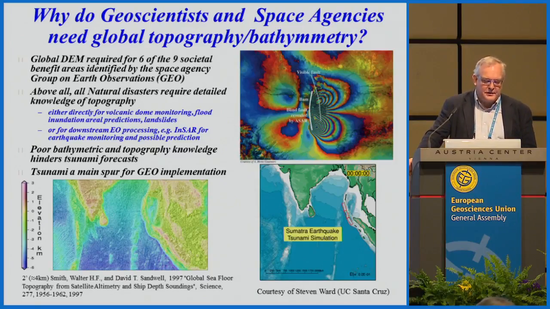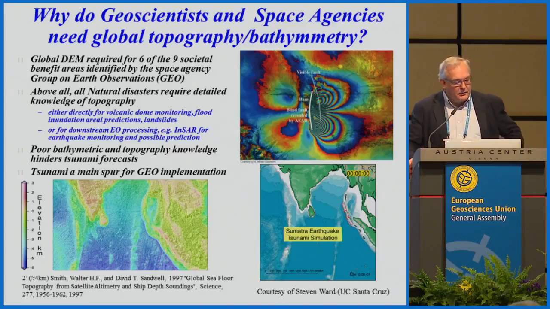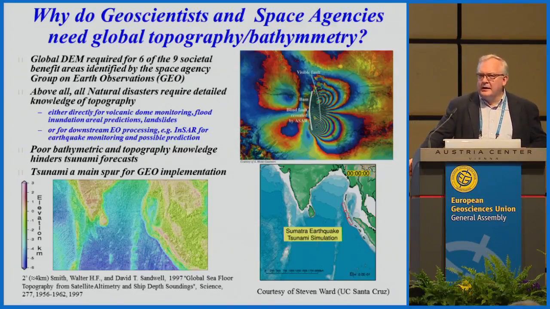And because space agencies require this, they don't want any old topography, anything that you happen to digitise off a map, which is, of course, what we've been using for the last 40-odd years. They want elevation information which actually does have quality control and quality assurance. So if you're trying to predict when a volcanic eruption is going to happen by monitoring its dome, or you want to look at flood inundation, or landslides, then you need extremely accurate topography.